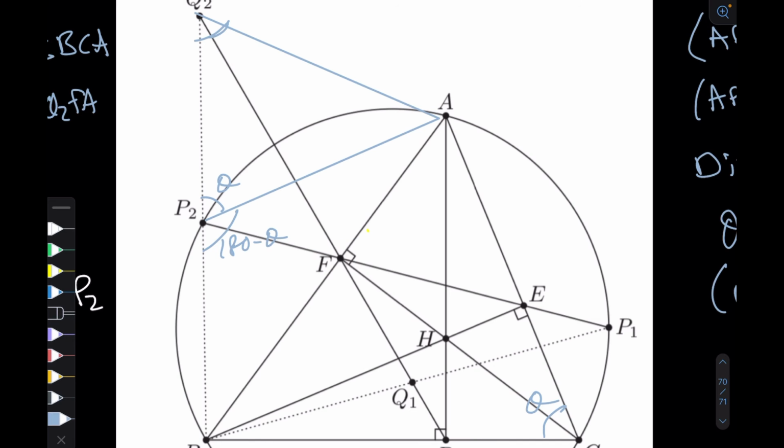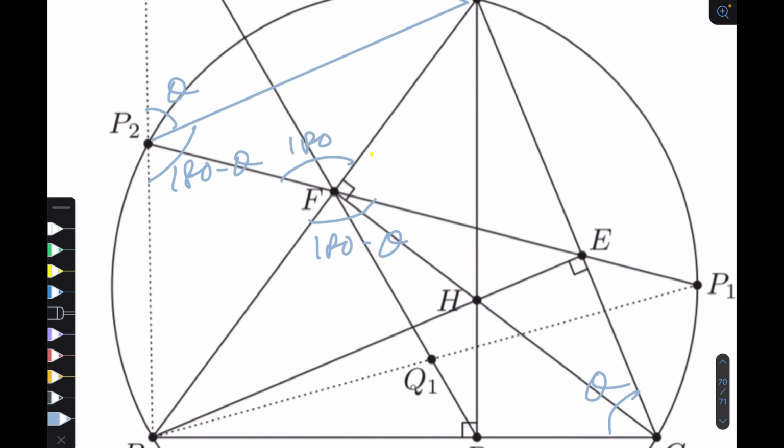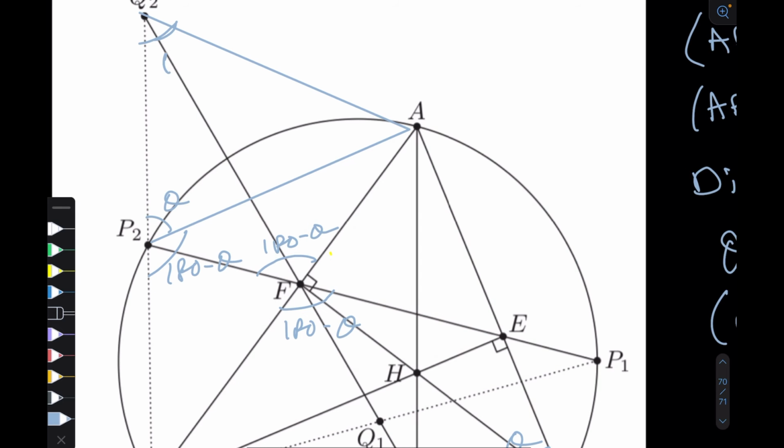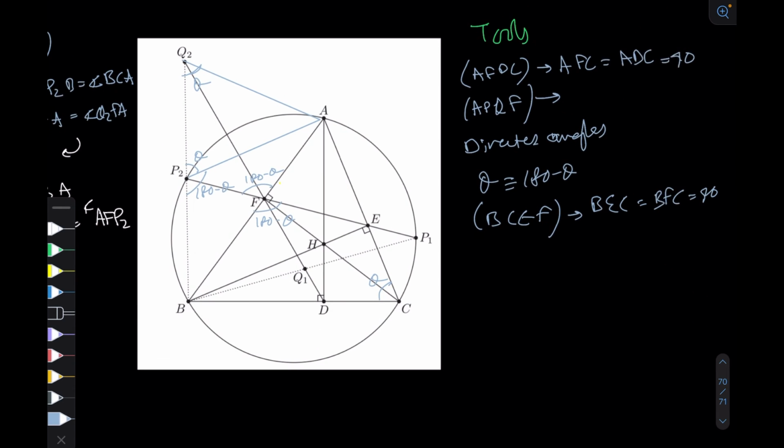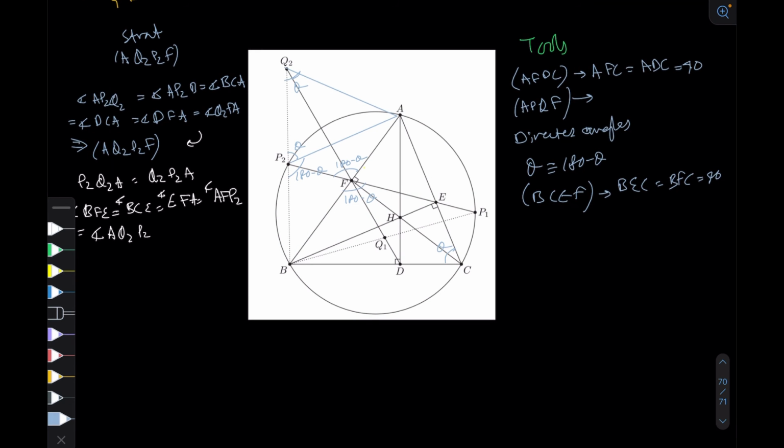So we again look at this angle theta over here, and we make use of this cyclic quadrilateral, which is BFEC, and we say, okay, so this also must be 180 minus theta. In other words, this must also be 180 minus theta, which implies in fact that this is theta, and we are done. So this is the actual proof of the case when we look at Q2, P2. And of course, you can do the same for P1, Q1, but let me go ahead and give you a general proof which doesn't take into consideration whether it's P1 or Q1. It just says P and Q.